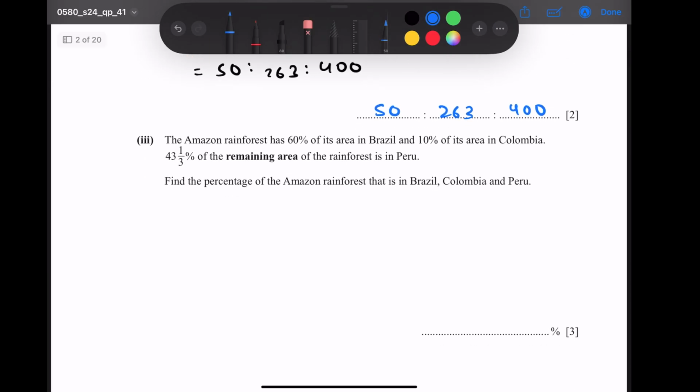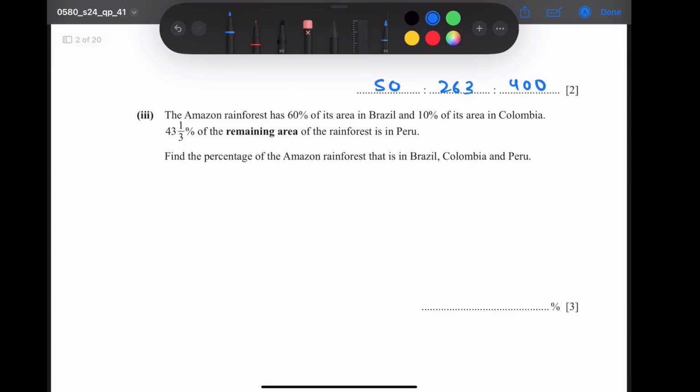Now for triple I, the Amazon rainforest has 60% of its area in Brazil and 10% of its area in Colombia. 43 and a third percent of its remaining area is in Peru. Find the percentage of the Amazon rainforest that is in Brazil, Colombia, and Peru.